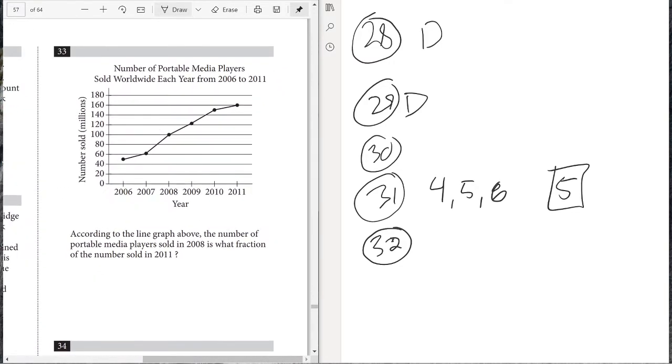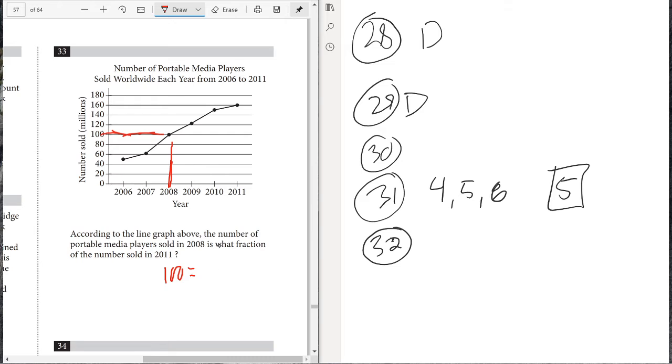This one's just got a big graph. That's not too bad. Portable media players. Wow, I haven't heard that since iPods. 2011. According to the line graph, what is the number of portable media players sold in 2008? Get my draw tool out. Okay, the number sold in 2008 is 100.